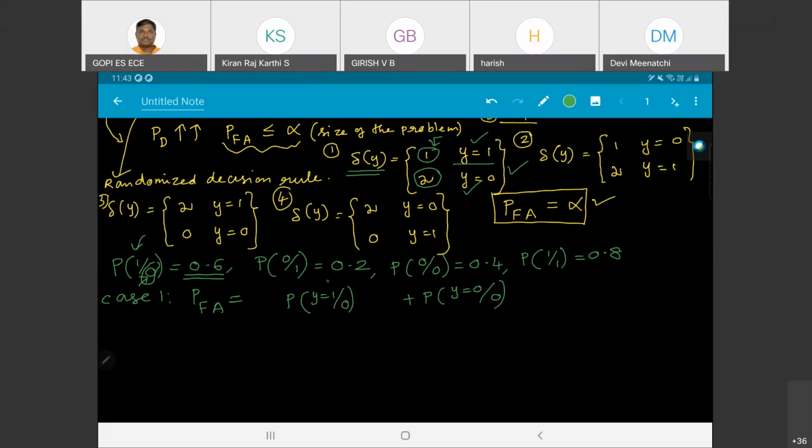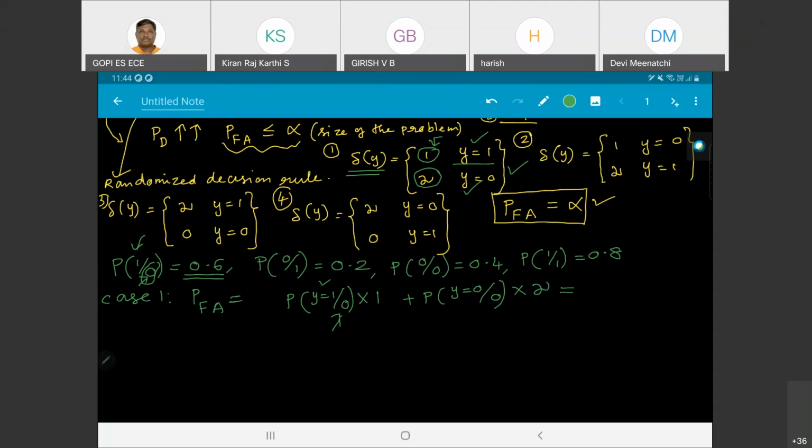So that means when you are getting y equal to 1, that alone is not enough, and you have to declare that it is 1. So the probability that you declare that it is 1 is 1 here, so this is multiplied with 1. Similarly, when you are receiving y equal to 0, you declare it as 1 with probability gamma. So this is multiplied with gamma, and this is going to be your probability of false alarm.